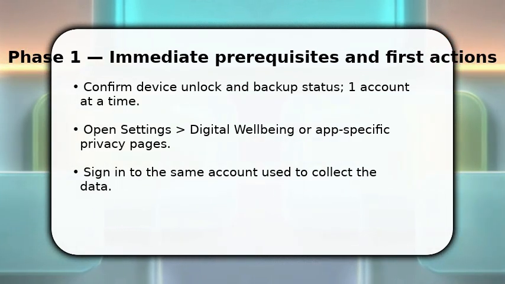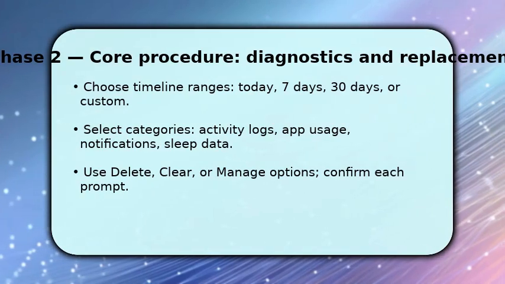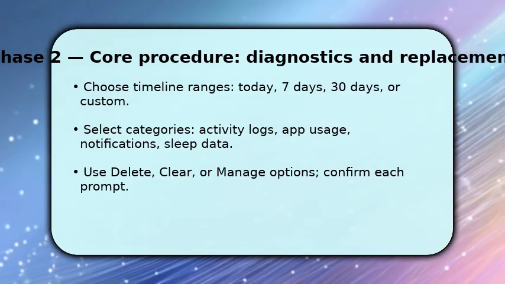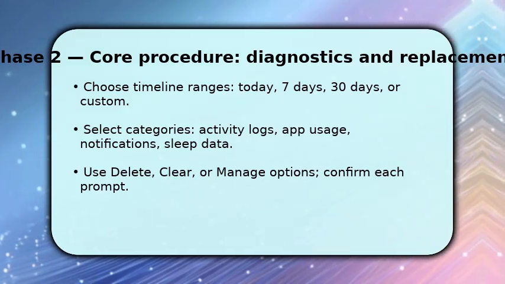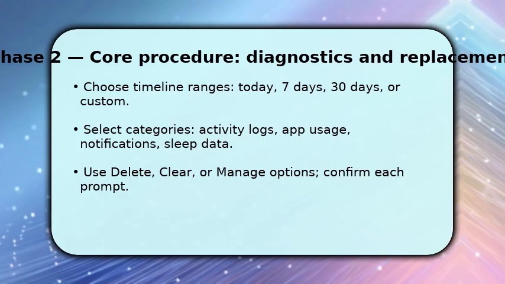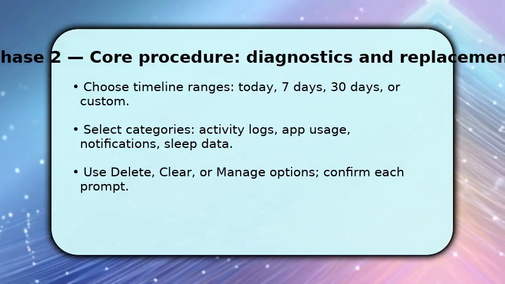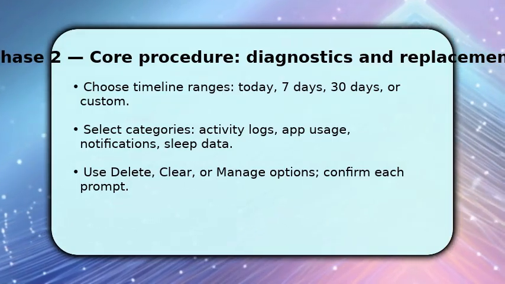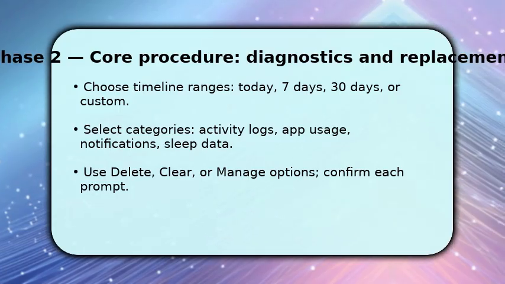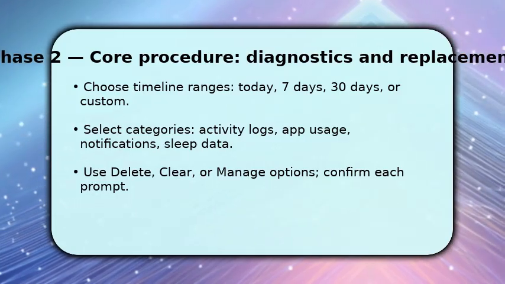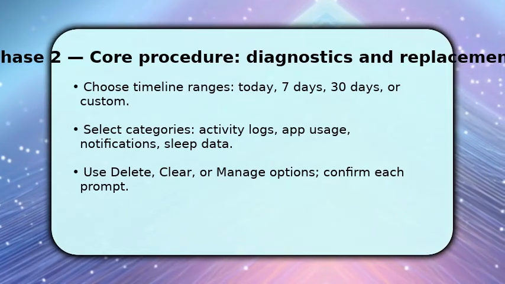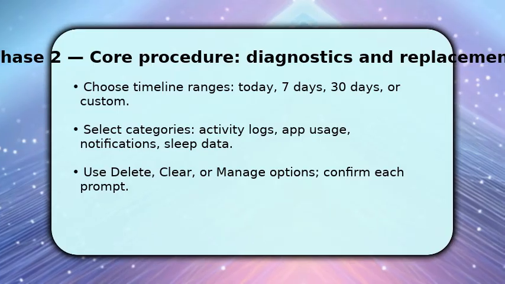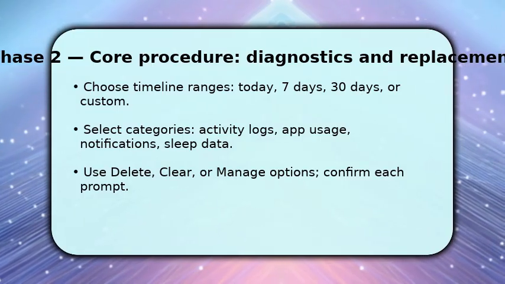Now you'll choose what to remove. Tap Timeline or Data Controls, then pick a range: today, 7 days, 30 days, or a custom span to limit scope. Next, toggle categories like activity logs, app usage, notifications, and sleep data. For app-specific stores, open each app's privacy page and use Clear Data or Delete History. When you tap Delete or Clear, the system asks for confirmation. Read prompts, then confirm. Once done, verify the counts drop to 0 before moving on.